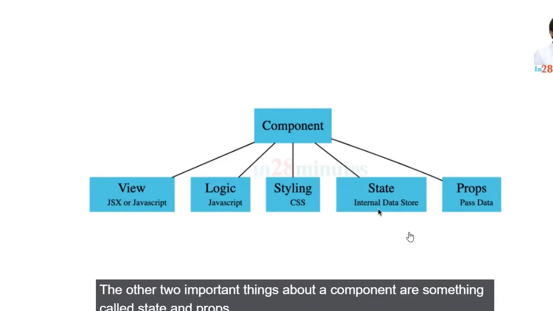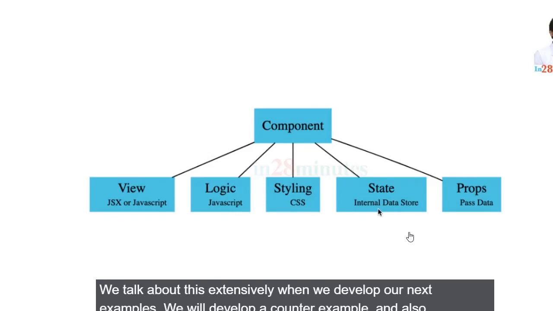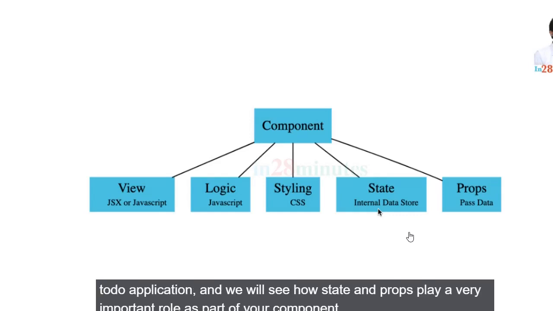The other two important things about a component are something called state and props. We'll talk about this extensively when we develop our next examples. We'll develop a counter example and also a to-do application, and we will see how state and props play a very important role as part of your component.